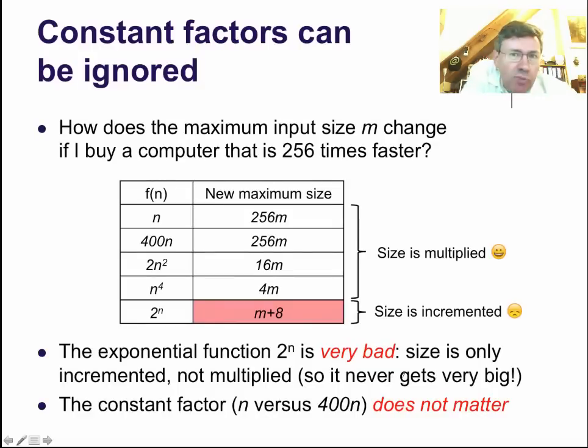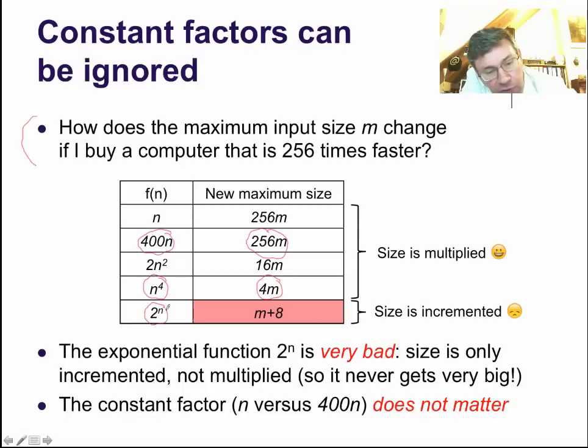Okay, let's think a little bit more now. How does the maximum input size, m, change if I buy a computer that's 256 times faster? So again, we use our functions. If we have 400n, if I buy this fast computer, I can treat problems 256 times bigger as before. If I have n to the 4th as my execution time, I can treat problems 4 times bigger.